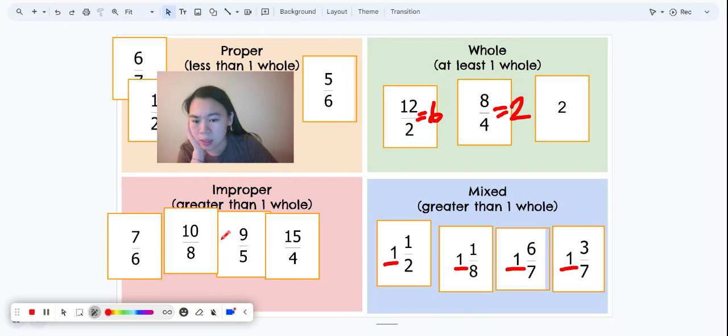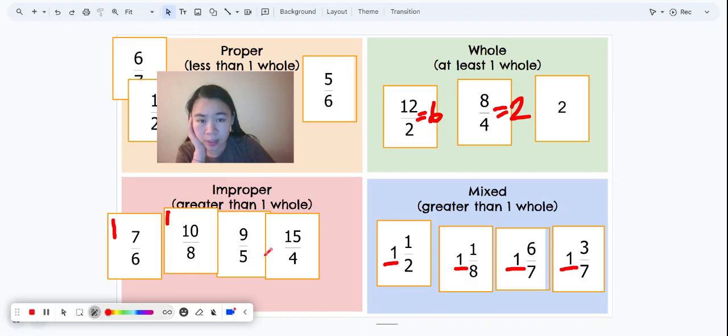But let's look at these improper fractions. To figure out the whole number, you're going to ask yourself, how many times can that denominator go into the numerator? 7 divided by 6. How many 6s can fit into a 7? Only 1. 10 divided by 8. How many 8s fit into 10? Only 1. 9 divided by 5.